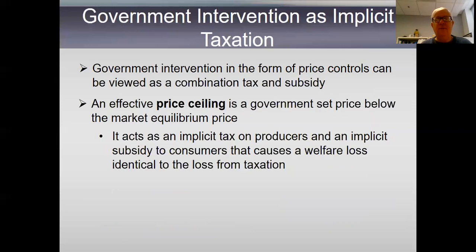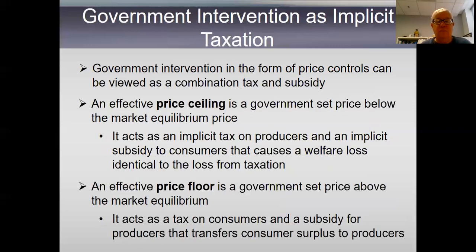Now let's think about government intervention, but think about it as implicit taxation. This is where we can talk about things like price ceilings or price floors. Now remember, we talked about this in an earlier chapter. A price ceiling is when the government sets a price below the market equilibrium price. It acts as an implicit tax on the producers, and it's an implicit subsidy to consumers.